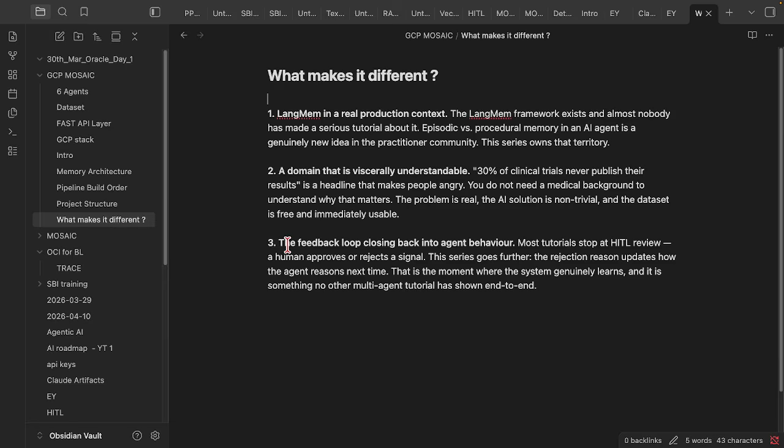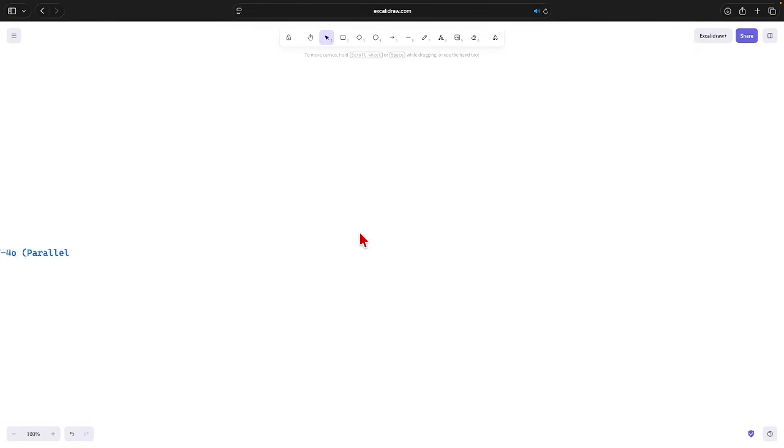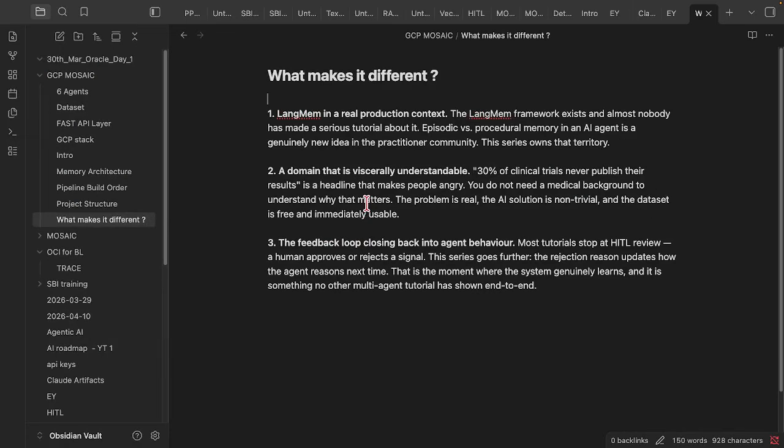Secondly, you might ask, hey Chirantan, this is great, we are really impressed with the architecture diagram, but what makes it different? So guys, here we are introducing LangMem, which is the memory integration part. LangMem is the real production context. The LangMem framework exists and almost nobody has made a serious tutorial about it. At least in my knowledge; if you have seen any serious tutorial, please let me know. If I want to understand episodic versus procedural memory in an AI agent, how episodic and procedural memory work, I want to see that. And this is genuinely a new idea in the practitioner community.